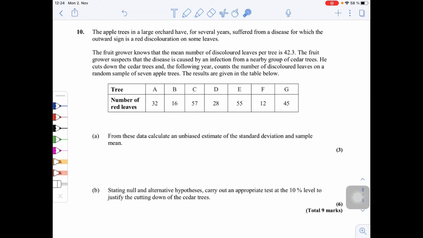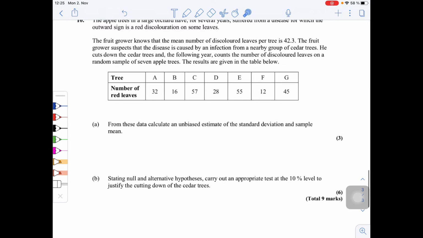The fruit grower suspects that the disease is caused by an infection from a nearby group of cedar trees. He cuts down the cedar trees and the following year counts the number of discolored leaves on a random sample of 7 trees. The results are given in the table below. From this data, calculate an unbiased estimate of the standard deviation and the sample mean.